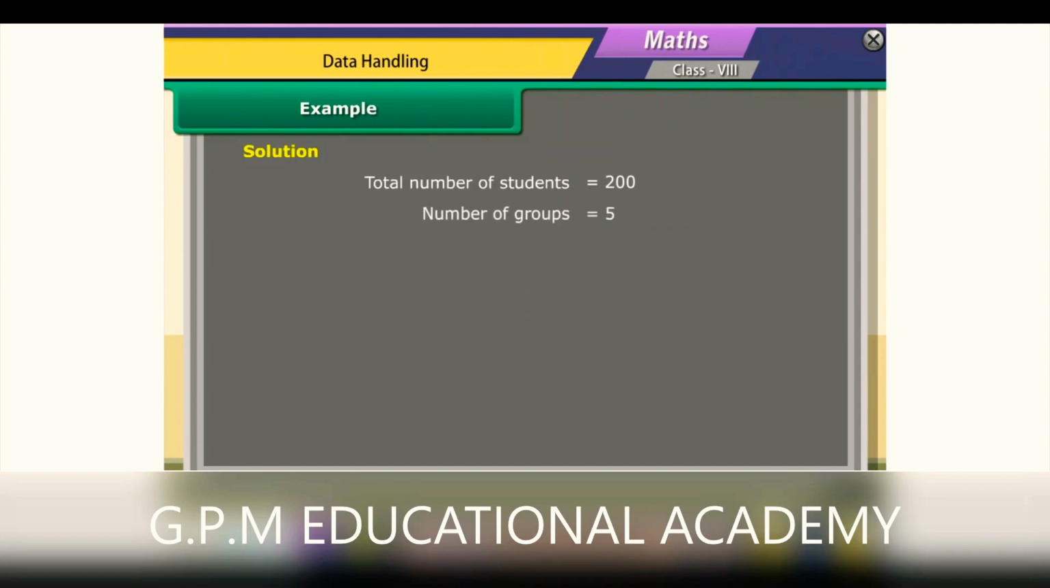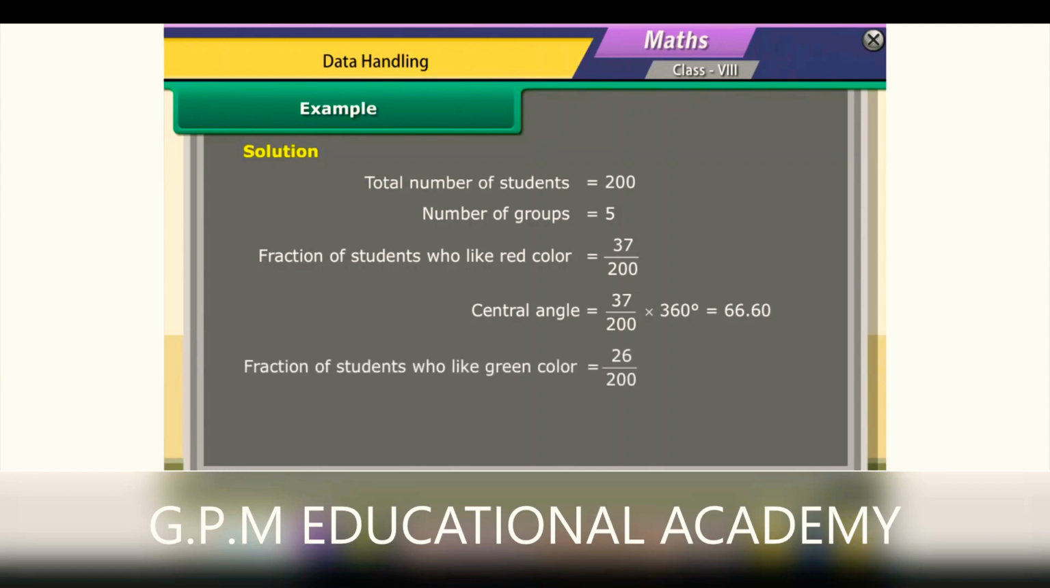Number of groups is equal to 5. Fraction of students who like red color is equal to 37 upon 200. Central angle is equal to 37 upon 200 times 360 degrees, which is equal to 66.6 degrees. Fraction of students who like green color is equal to 26 upon 200. Central angle is equal to 26 upon 200 times 360 degrees, which equals 46.8 degrees.